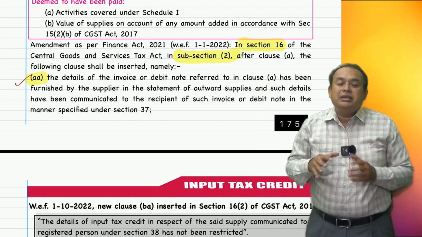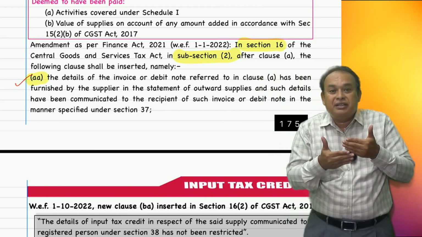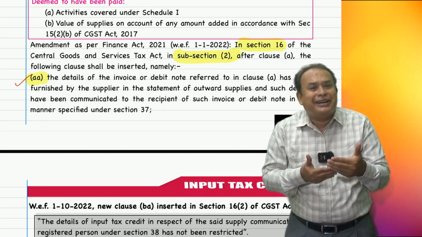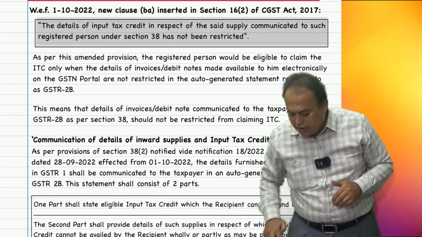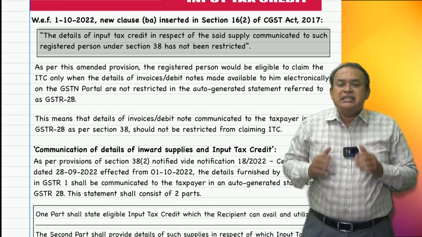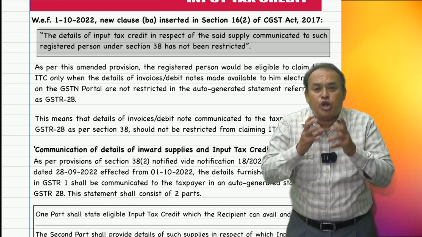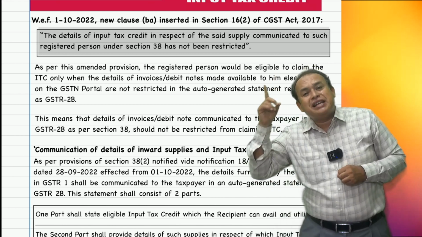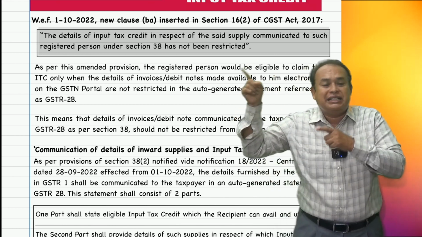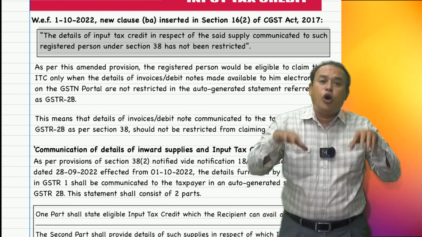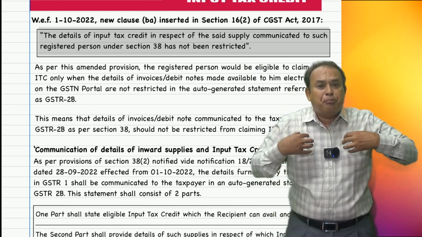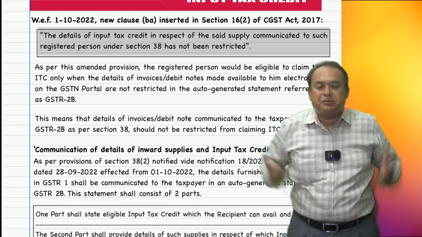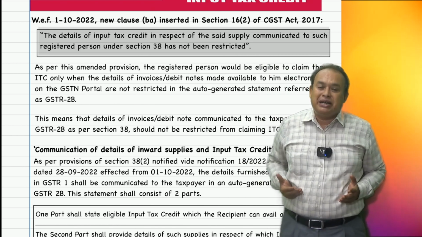Furnished, sir. In that case, further, one more clause has been added here from 1st October 2022, stating that section 16 subsection 2 clause BA has been added, saying that the output tax liability of GSTR1 of Mr. X in our given example is auto-populated in the buyer Mr. Y's GSTR 2B statement, which is a credit statement.